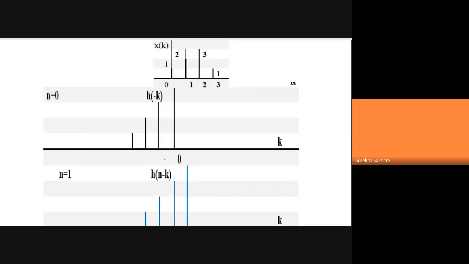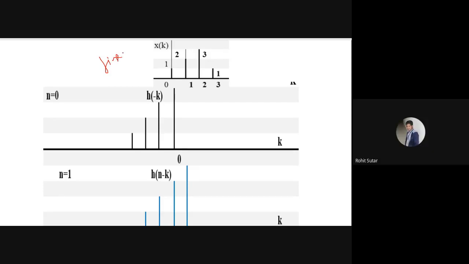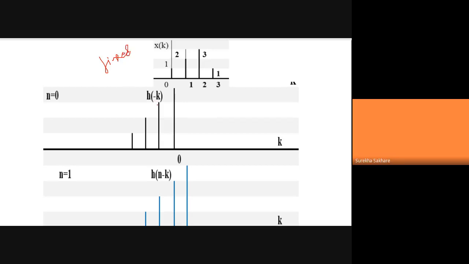Step 2. Now you have the liberty to either flip this x of k, that is take the mirror image, or take the mirror image of h of k. So we have kept x fixed. X is fixed. And h of k is the mirror image.